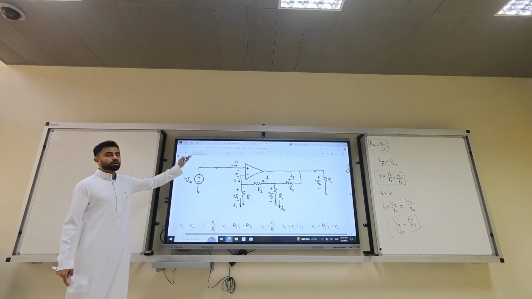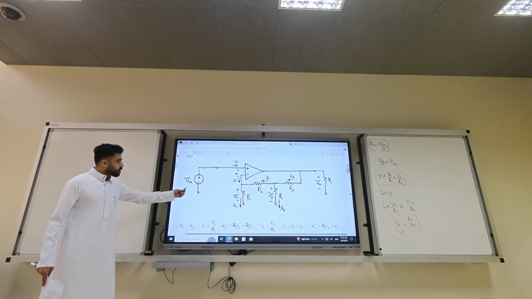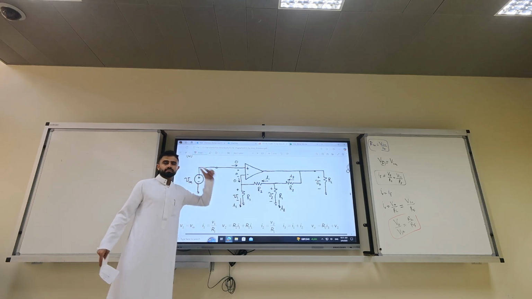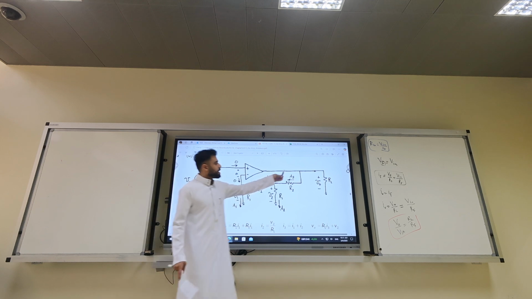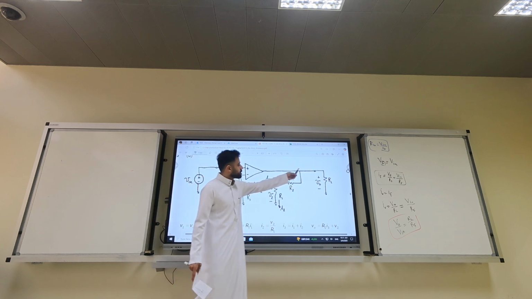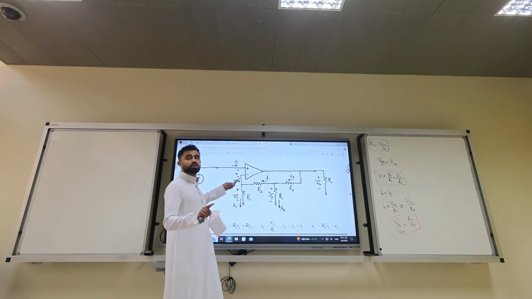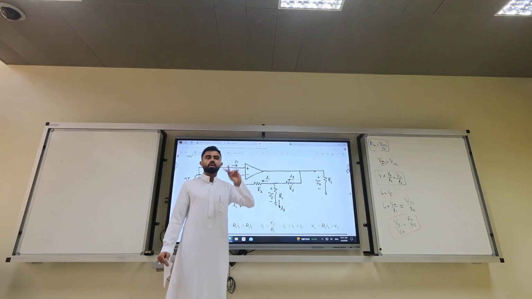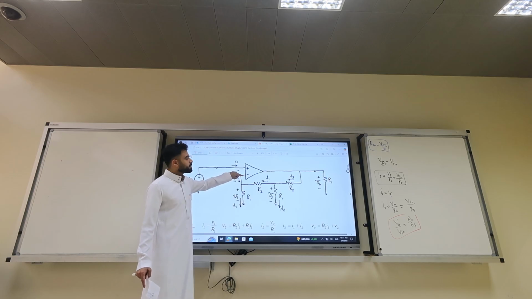Is this inverting or non-inverting? Why? Because the input voltage enters through the positive terminal. Step number 2, check the negative feedback. Do we have a negative feedback? This is the output. Yes. We have some sort of connection. The key word is some sort of connection back to the negative input terminal. What does it mean? It means the positive voltage equals the negative voltage because of the negative feedback.